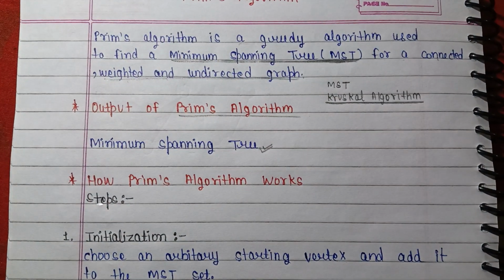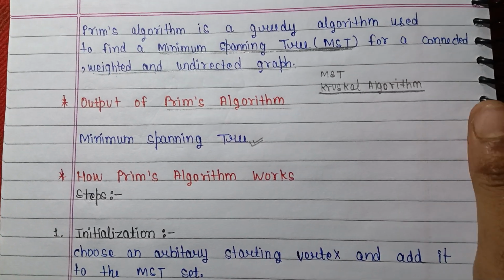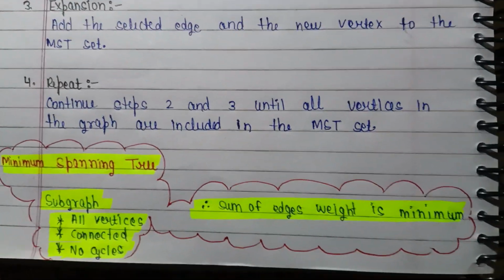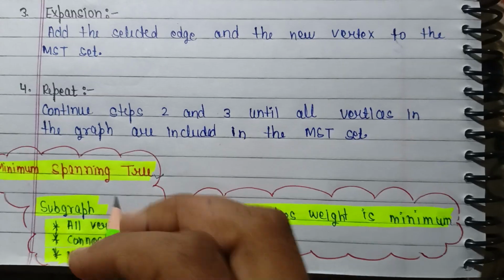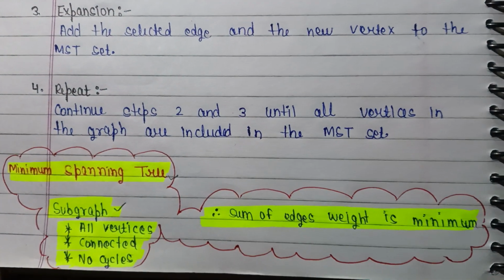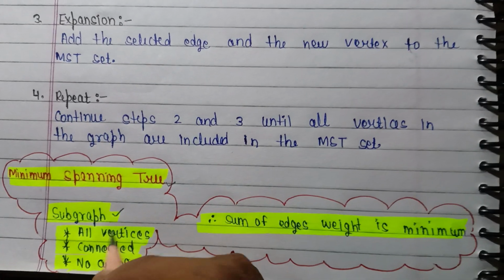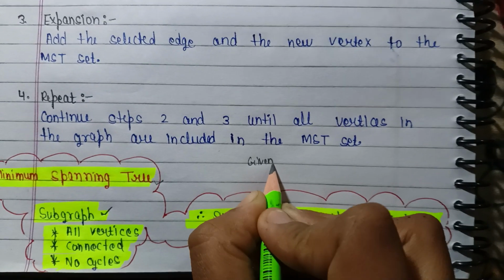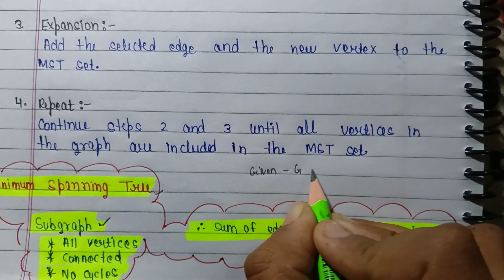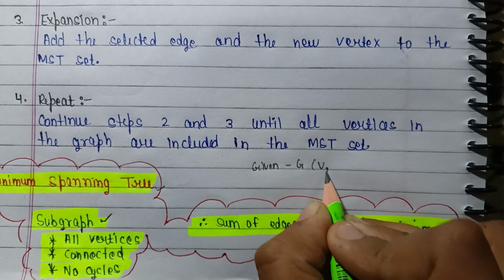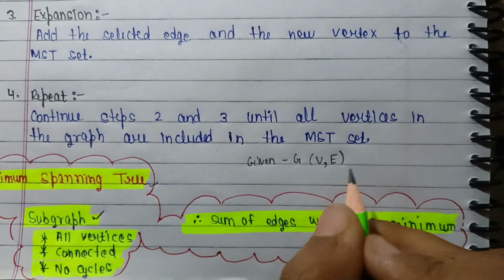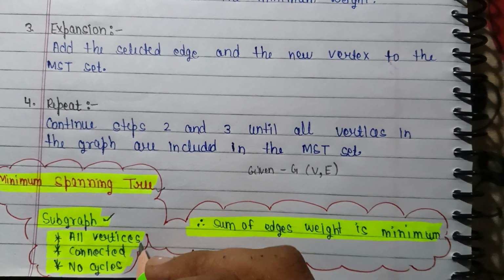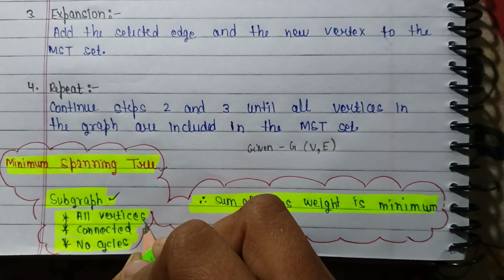Now first we learn what a minimum spanning tree is. A spanning tree is a subgraph of a graph, meaning it is a smaller version of a graph. If we are given a graph G with vertices V and edges E, a minimum spanning tree contains all the vertices of G.